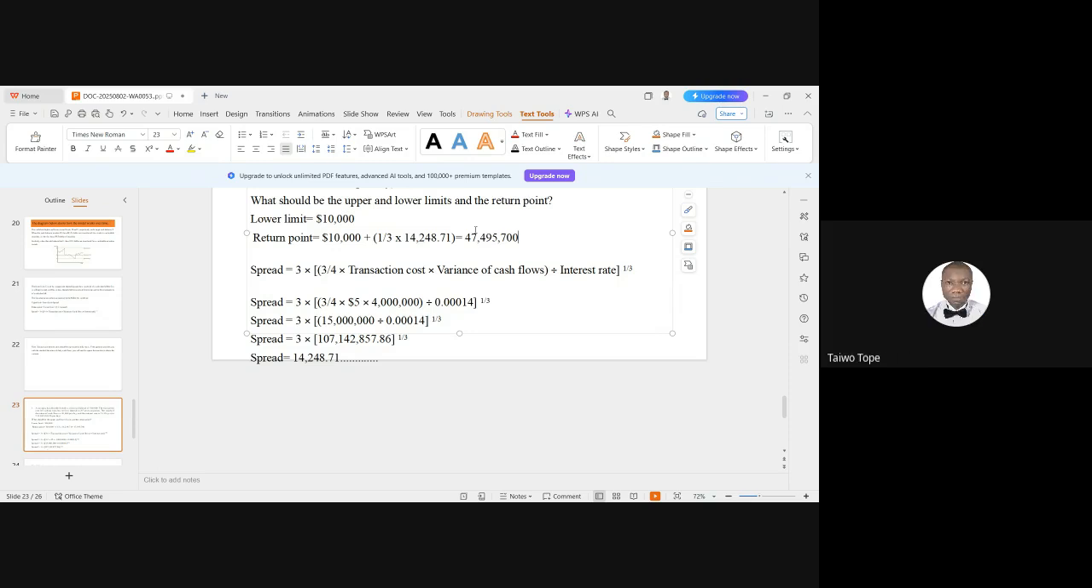I need a confirmation to this. 1/3 multiplied by 14,248.71 plus 10,000. Oh, sorry. So it's 14,749.57. Yes, 14,749.57. So this should be what the outcome should be.